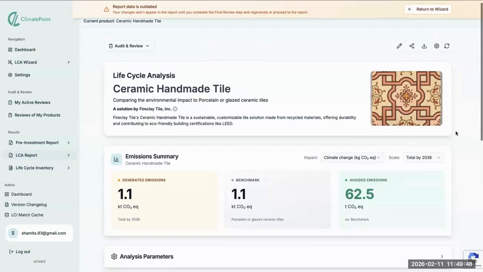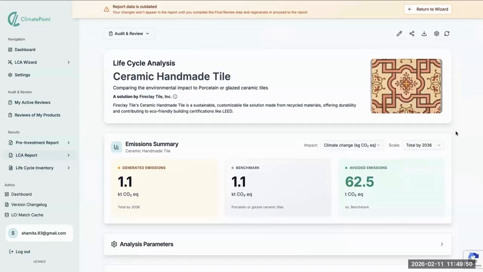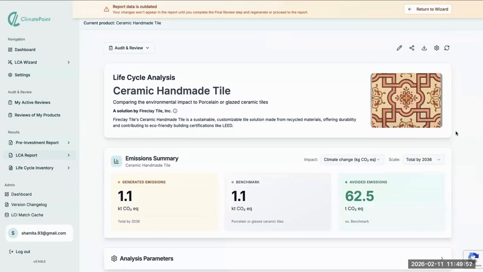It starts with giving you an emission summary. Let's simplify it. What are the emissions you're generating? What's the benchmark generating, and what are your avoided emissions? We have a difference in units over here, so just be mindful of that. We're talking about kilotons here, and we've got our avoided emissions in tons. Otherwise, in kilotons, it would have been too small to see. So the software has already translated that to tons so that it's easier for you to parse.